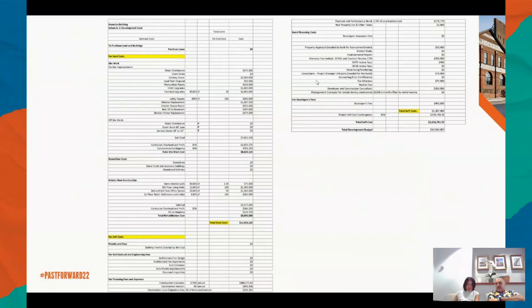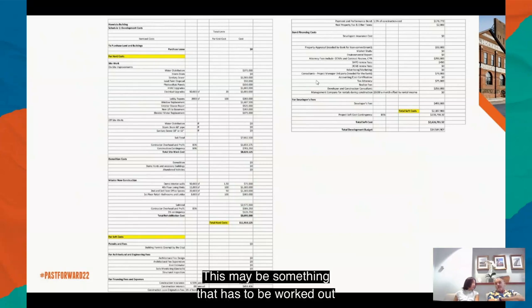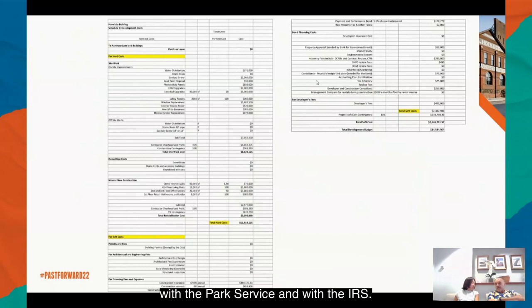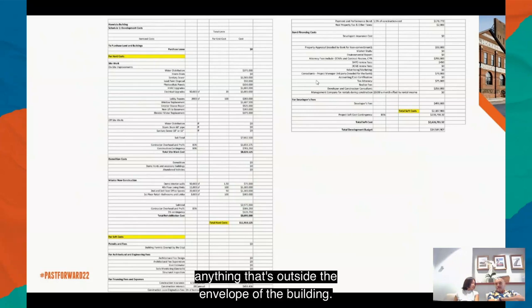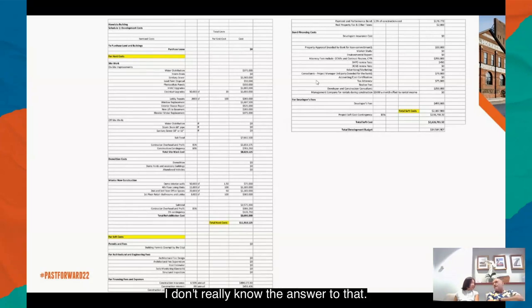The only thing, and this may be something that has to be worked out with the Park Service and with the IRS, is that they generally frown on doing anything that's outside the envelope of the building. So if you're having to replace the sewer lines exterior to the building, there may be a problem there. I don't really know the answer to that.